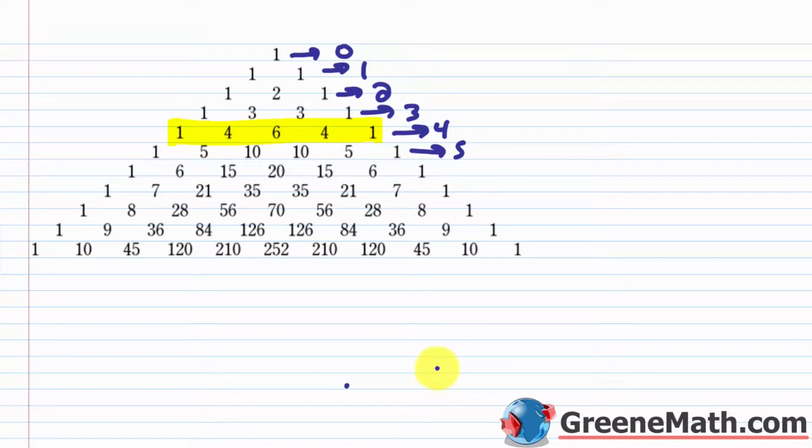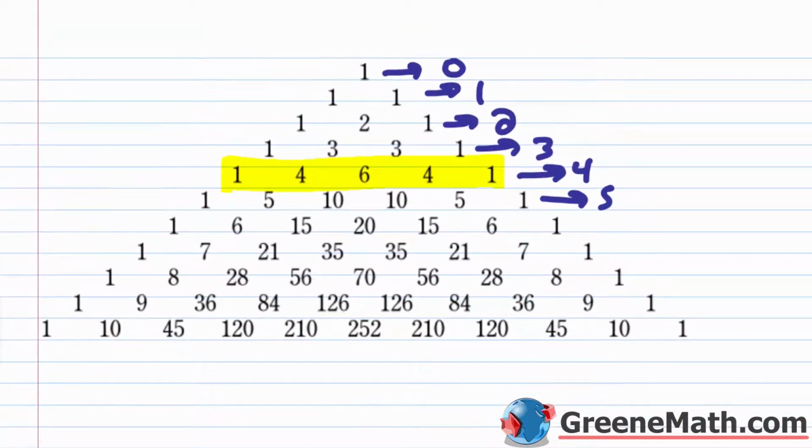Now, let me go back and do a little bit of explaining on this Pascal's triangle, because you might be saying, what in the world is this thing? Basically, the way this thing starts is, you notice you have a 1 at the top, then you have 2 1s here.